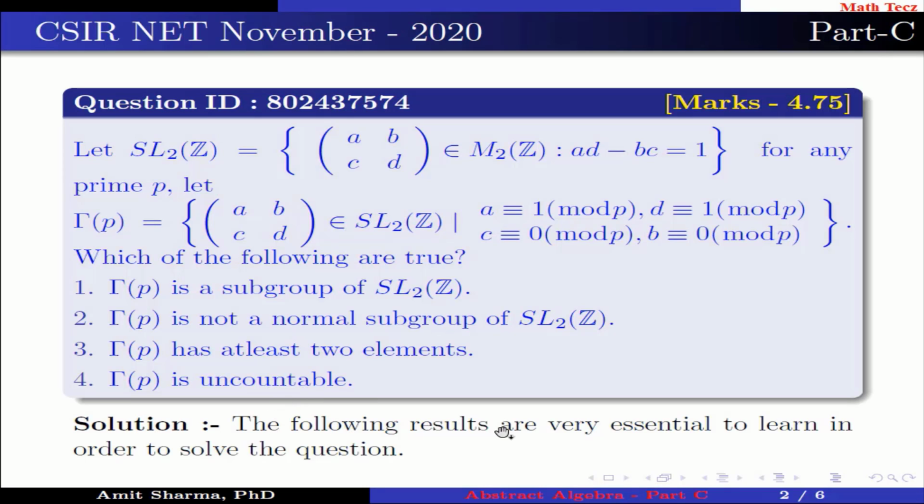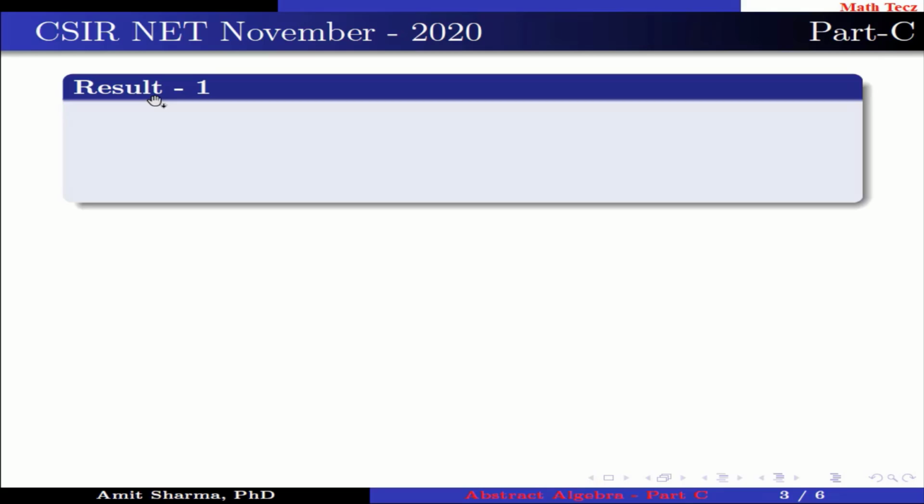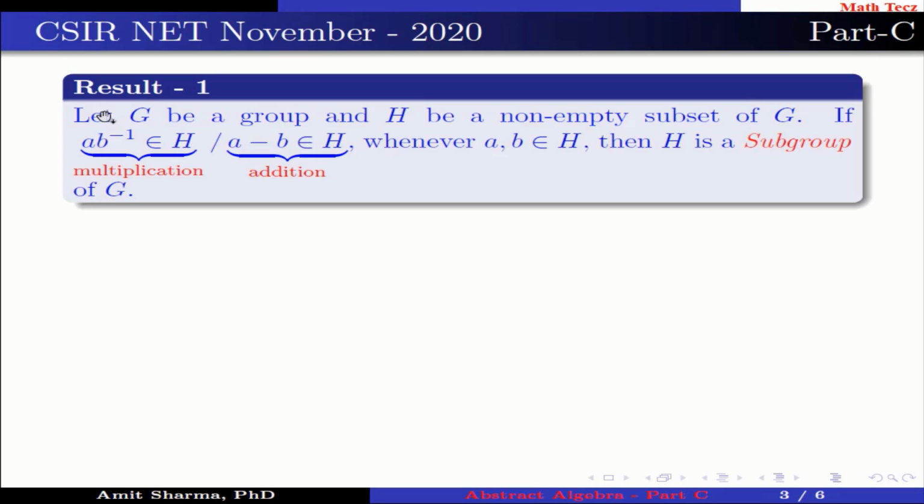The following results are very essential to learn in order to solve the question. Result number 1. Let G be a group and H be a non-empty subset of G. If ab inverse belongs to H, this is for multiplication, a minus b belongs to H, this is for addition, whenever a, b belongs to H, then H is a subgroup of G.